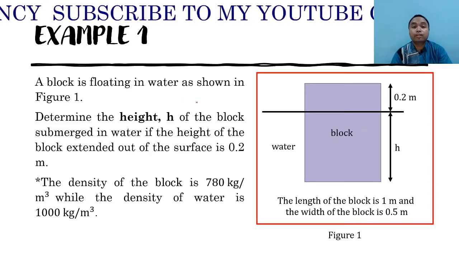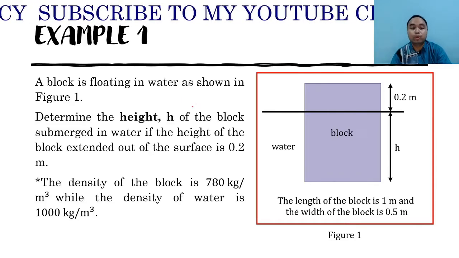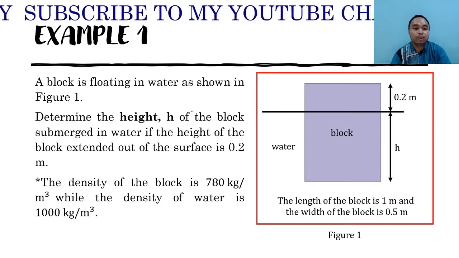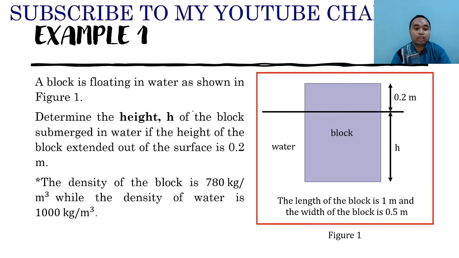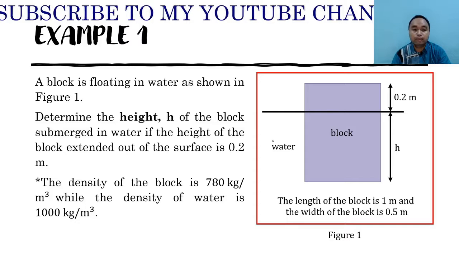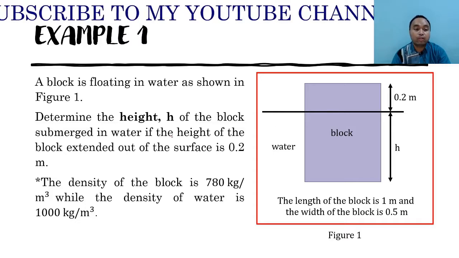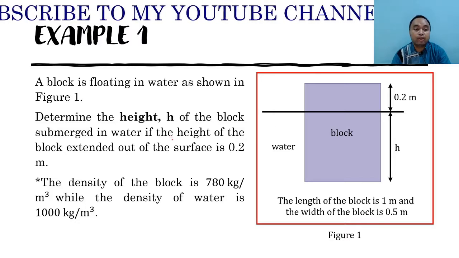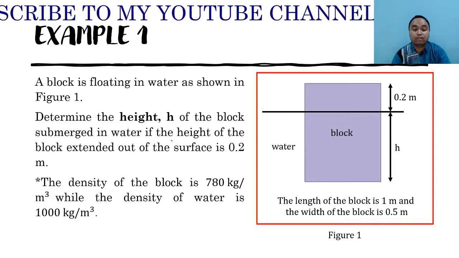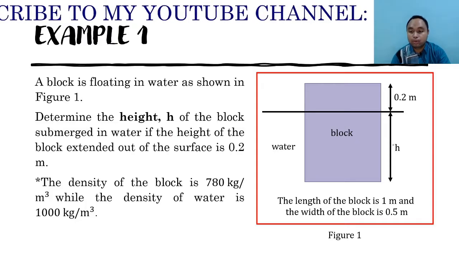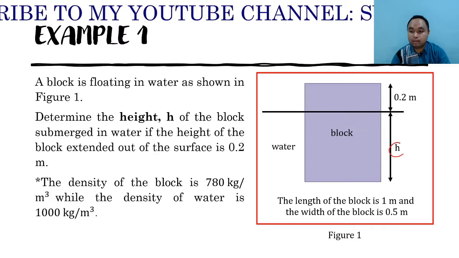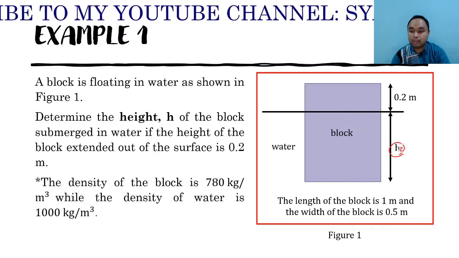Okay, in order for us to understand more on the calculation of buoyancy, we will do two examples. The first one: a block is floating in water as shown in figure 1. Determine the height of the block submerged in water if the height of the block extended out of the surface is 0.2 meter. So what they are trying to ask us is for this HD over here.